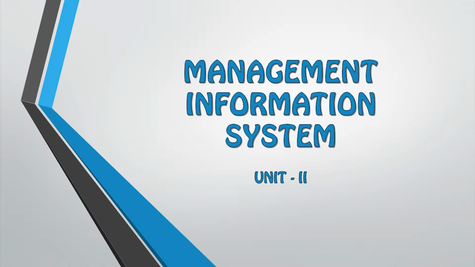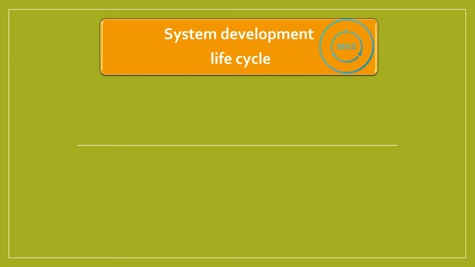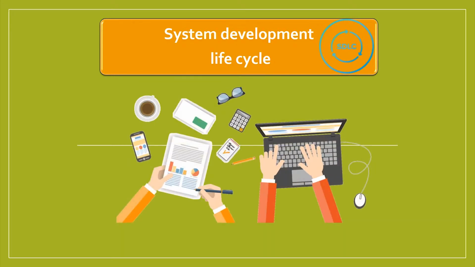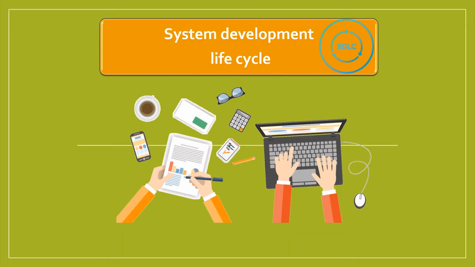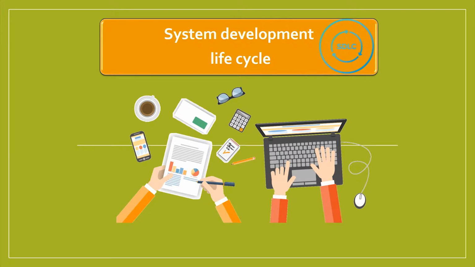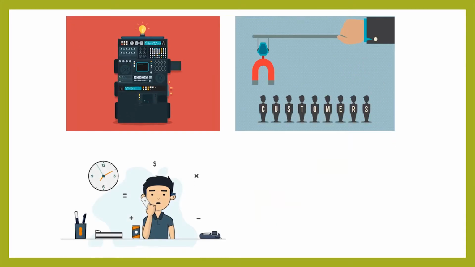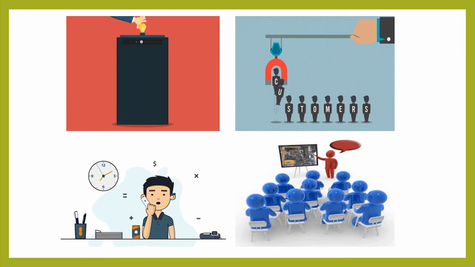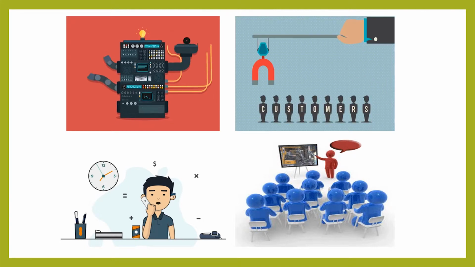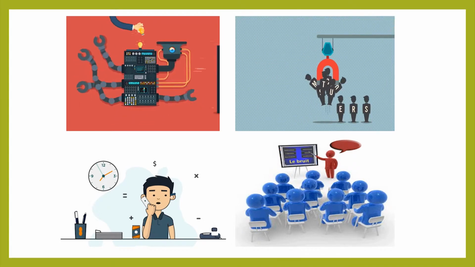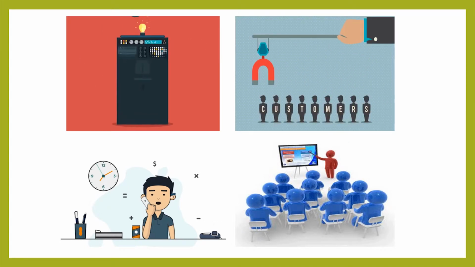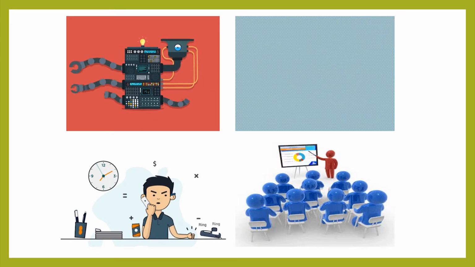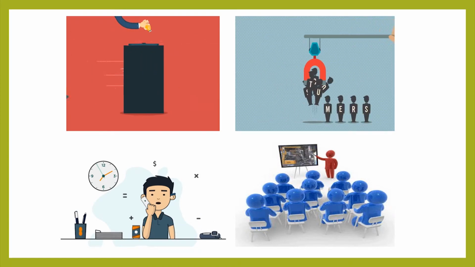Hey there! In this video, we will discuss the system development lifecycle. The organization as a system comprises various interrelated departments such as production, marketing, sales, and personnel, etc. None of these sections are of much use when taken as a single independent unit. Only when they are properly coordinated can the organization function effectively and profitably.